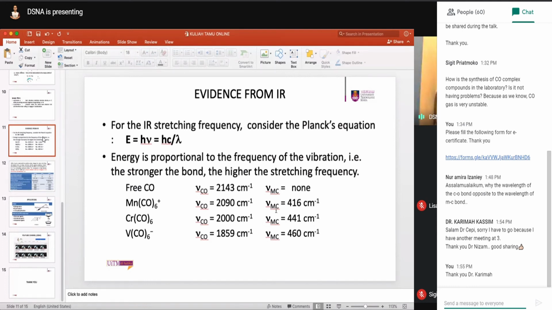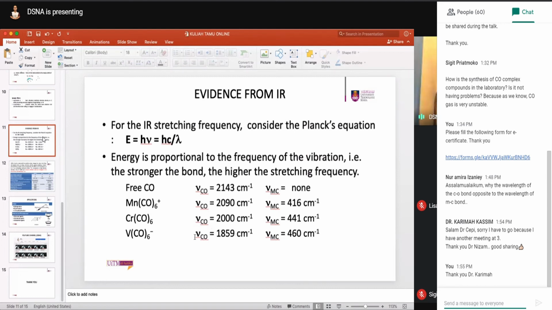So sekiranya bond CO itu semakin kuat, maka bond metal dan carbon akan semakin lemah. Sebab itu frekuensinya akan jadi opposite. So for example, this one, we agreed earlier that this is the lowest frequency among these three kerana dia mempunyai bond yang paling lemah.